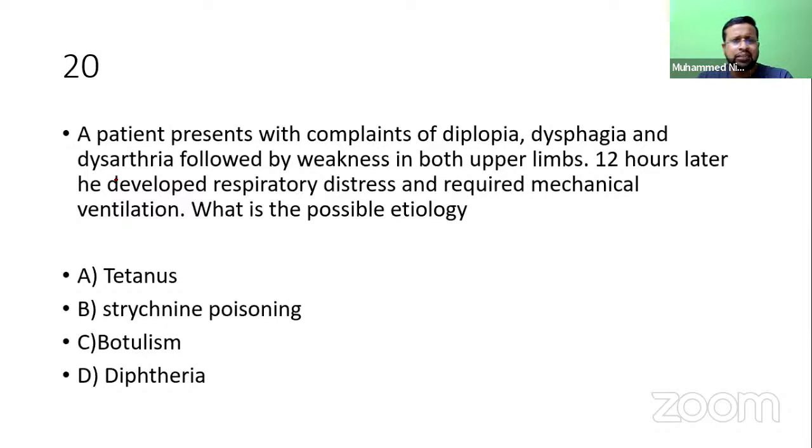You know that tetanus and strychnine predominantly cause spasticity, like spastic kind of in the limbs. Whereas what is given here is a typical cranial nerve palsy, including extraocular muscles and the pharyngeal muscles. So here the answer definitely is botulism. There is no confusion in the answer. Botulism is definitely the answer.